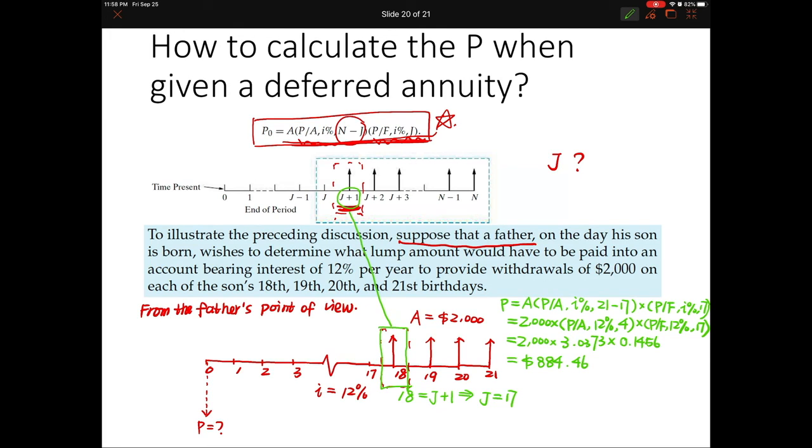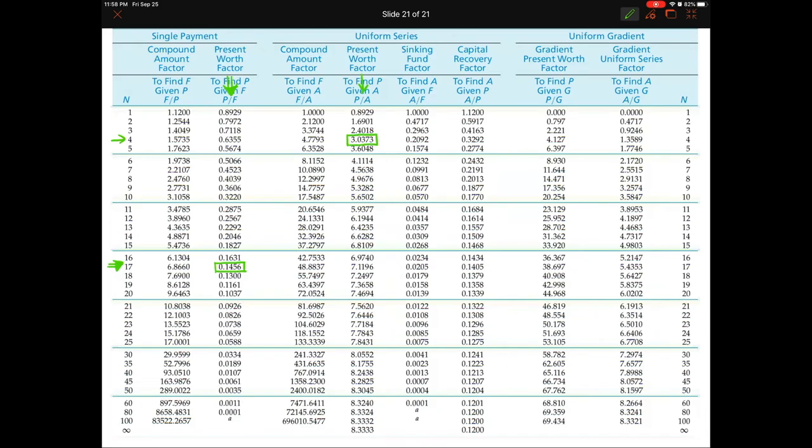Sounds a good deal. Because your father only needs to put like lower than 900 into the bank, and then after 18 years you can get 2,000. Wow, every year for 4 times. Sounds a good deal for me. Okay, so plan your saving as early as possible, right? But this problem is what we call deferred annuity. So the tricky point is you need to find out the J. Okay, and once you find out the right J, you don't have any problem calculating it. Just use this equation.